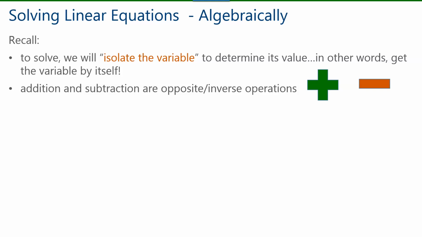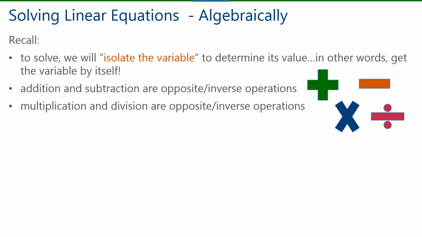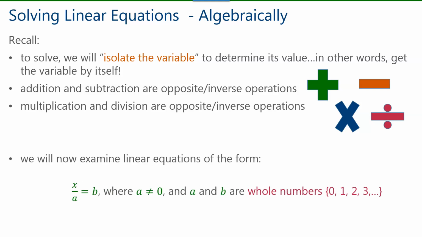We have used the idea that addition and subtraction are opposite or inverse operations. And in the previous video, we also used the idea that multiplication and division are opposite operations. And we will continue to use this idea in this particular video. We now examine linear equations of the form x divided by a equals b, where a is not equal to 0 and a and b are whole numbers.